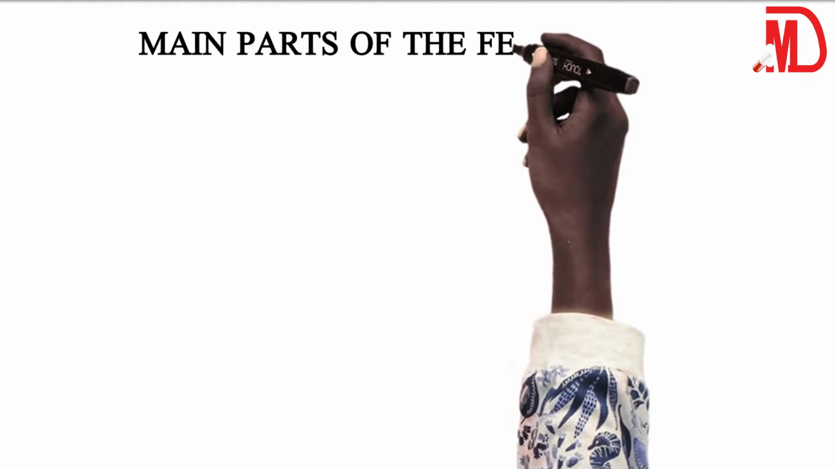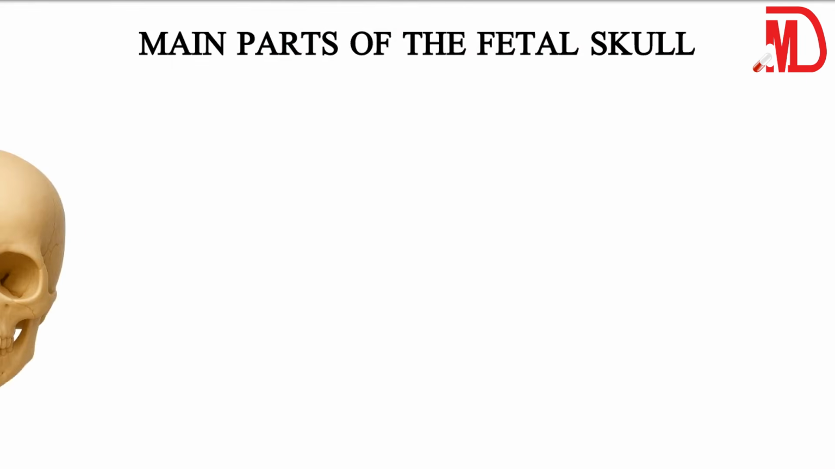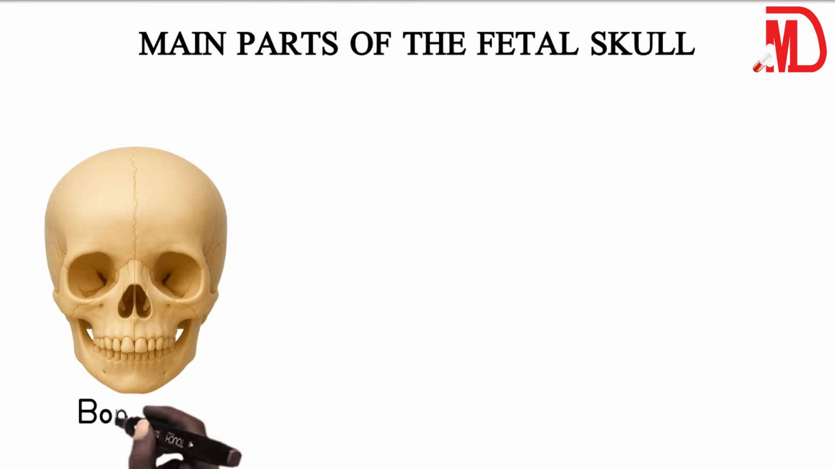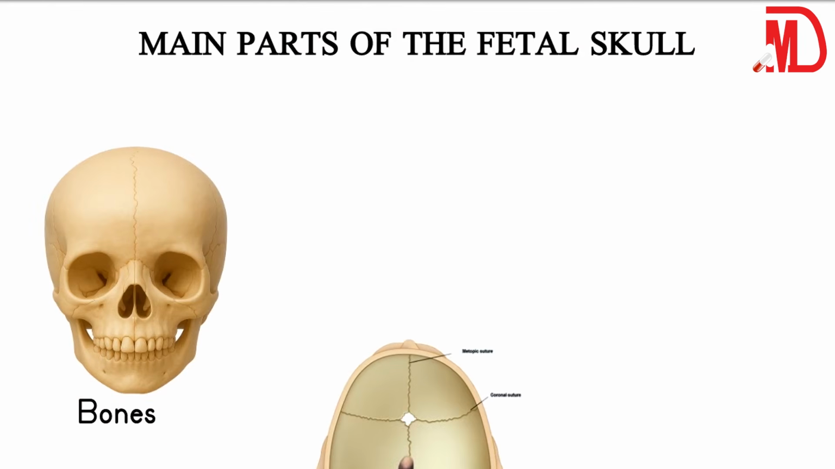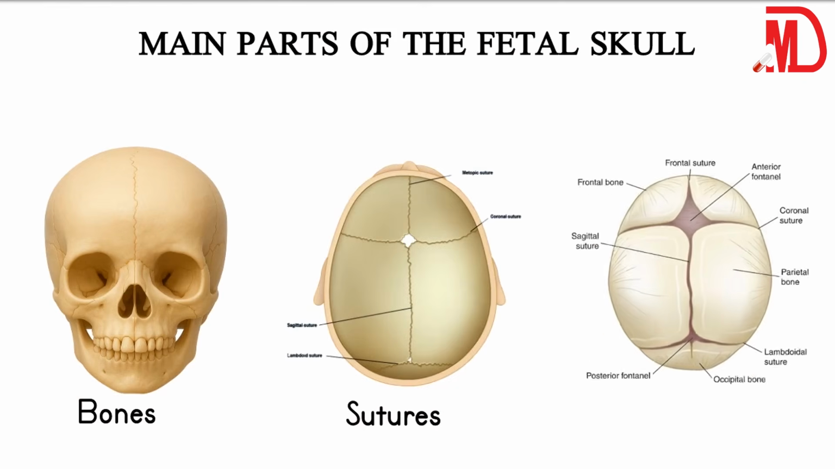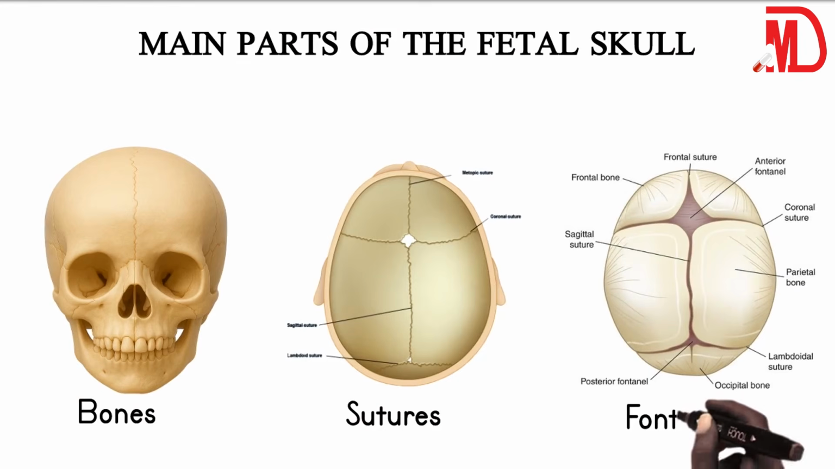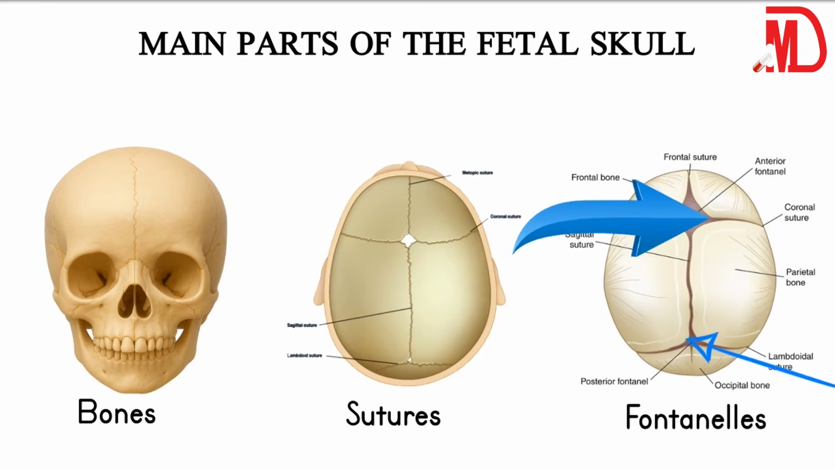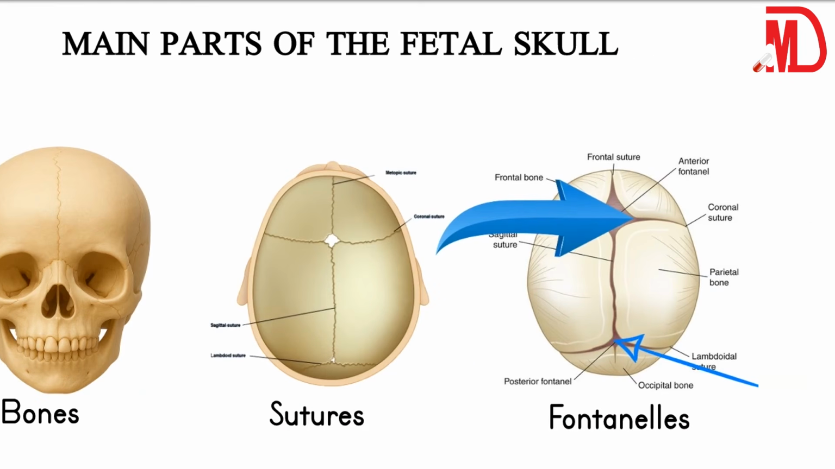Main parts of the fetal skull. 1. Bones. These are the bones of the fetal skull. 2. Sutures. These are the fibrous joints between bones. And then 3. Fontanelles. These are the membranous soft spots where sutures meet.